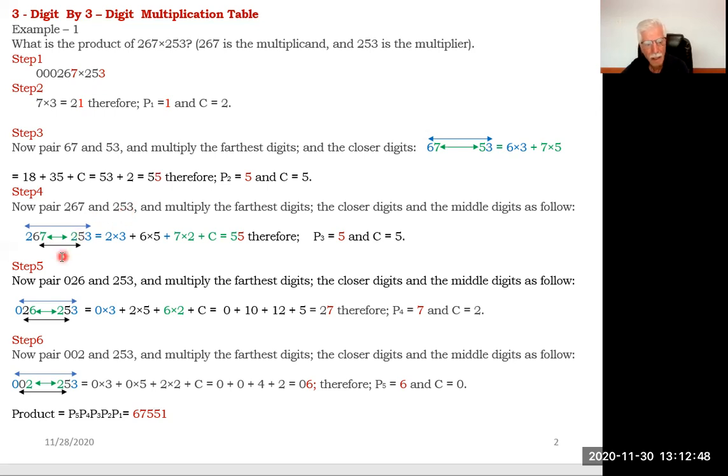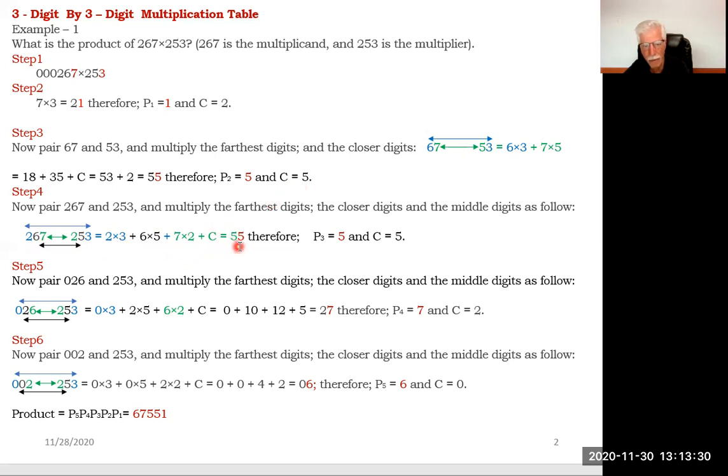Now, again, 7 and 2 are the closer digits, 6 and 5 are the middle digits, and 2 and 3 are the farthest digits. So we multiply the farthest digits, the middle digits, and the closer digits together, and add the results and see what we have to do next. So 2 into 3 is 6, 6 into 5 is 30, and 7 into 2 is 14. So if we add up all this, it's going to be 50. And we have a 5 here as carryover.